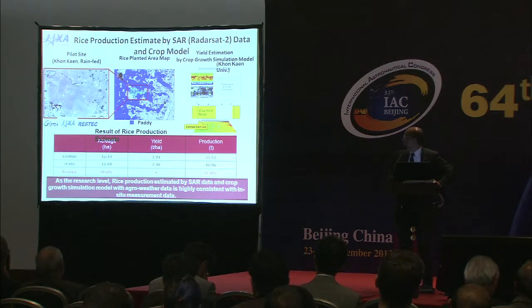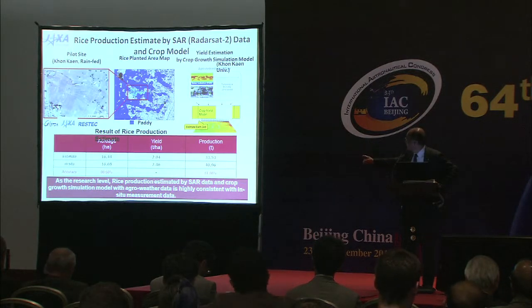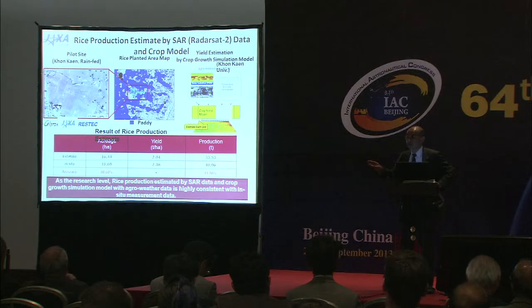In this case, yield at the bottom chart, the dimension is tons per hectare. So the estimation value made by the crop yield model shows 2.04 tons per hectare in this area.